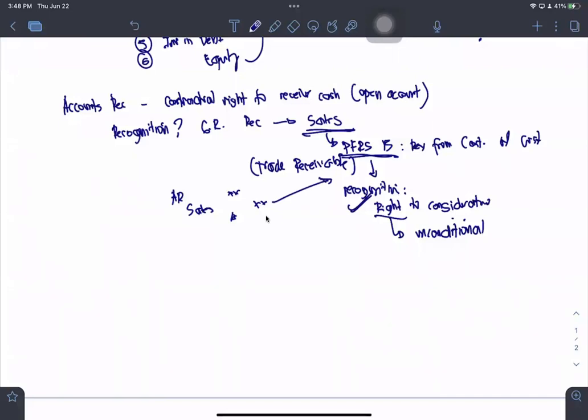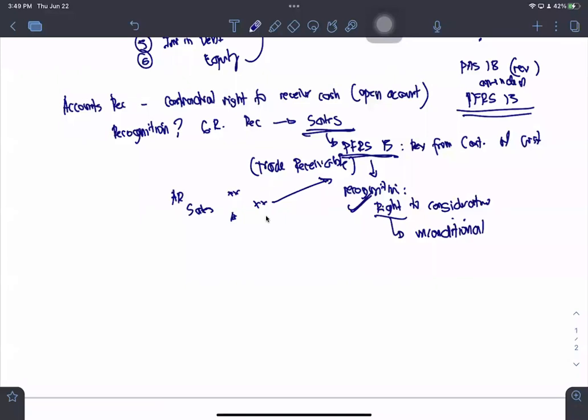By the way, additional knowledge: before, our revenue standard was PAS 18. PAS 18 was our revenue standard, and now it is amended by the standard PFRS 15. Therefore, when we recognize your receivables based on your sales, we use PFRS 15. So that is your recognition for your receivables: when there is a right to the consideration that is considered unconditional.